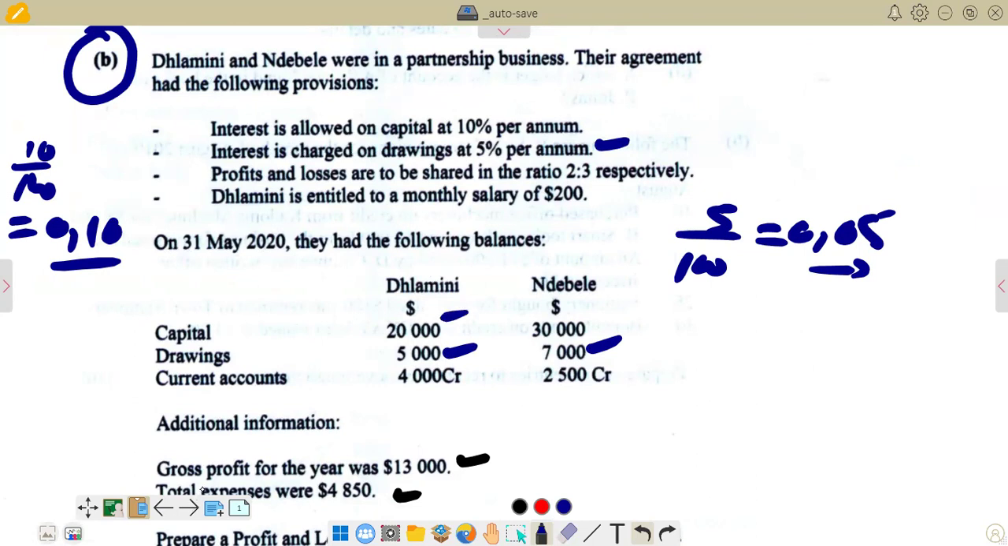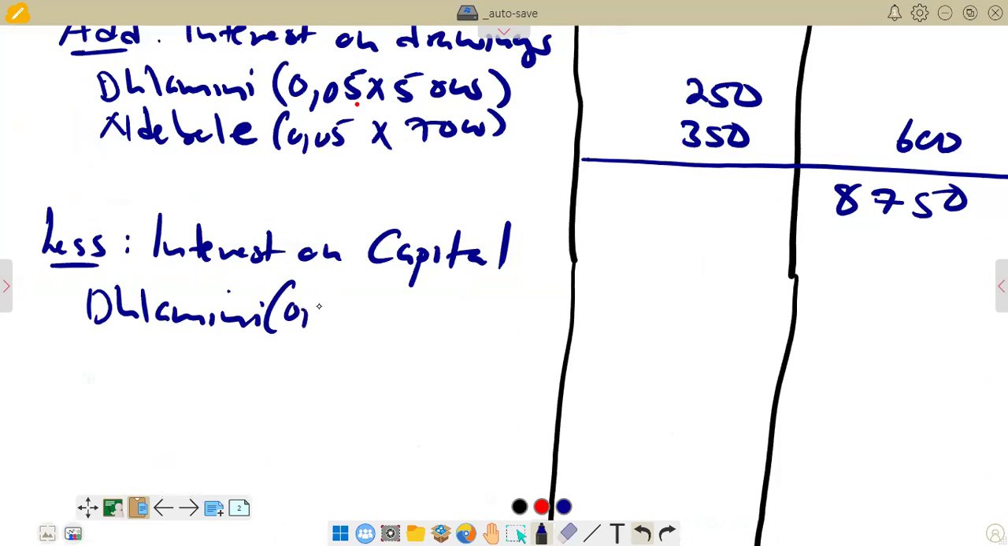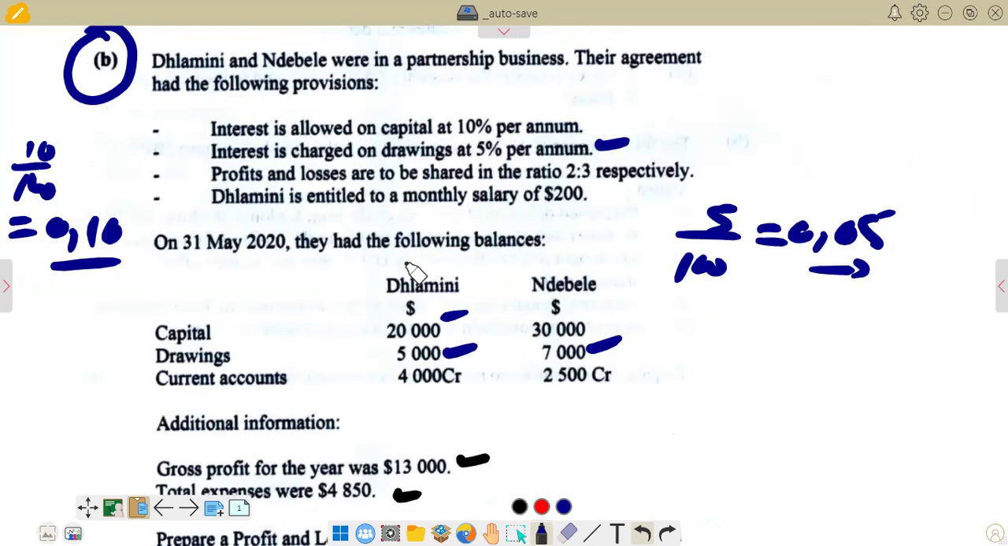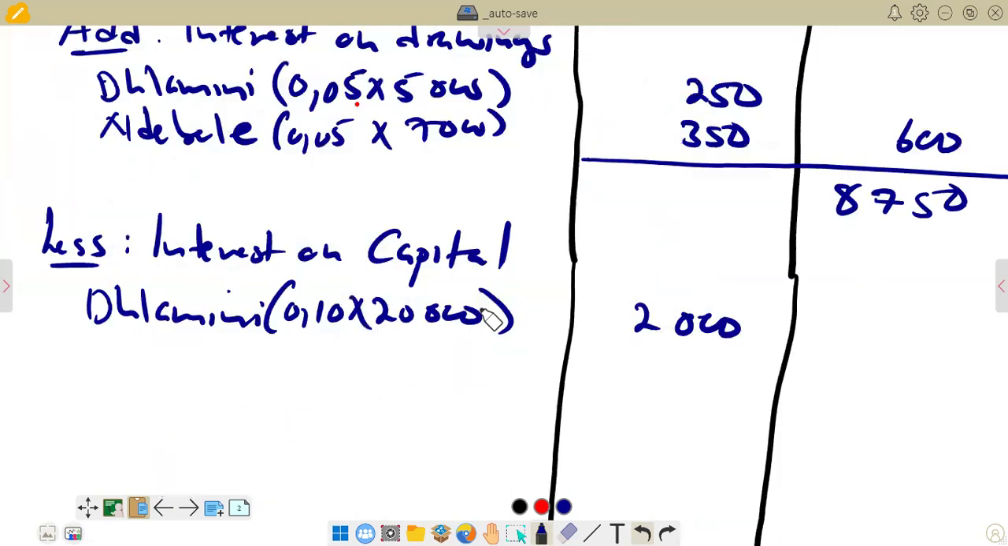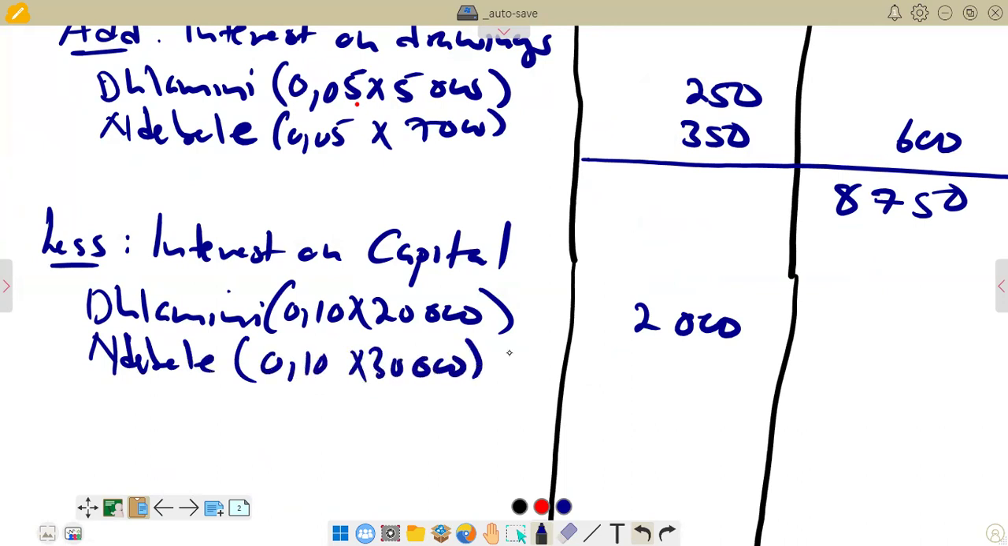So we come here, in brackets, we are saying 0.10 times your 20,000. Multiply the two, you're going to get your 2,000. So we'll do the same thing to Tebele. For Tebele, we have got total capital of 30,000. So we're saying 0.10 times 30,000. So we come here, Tebele, 0.10 times 30,000. Obviously, you multiply the two, you're going to get your 3,000.